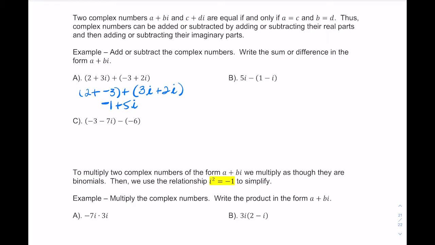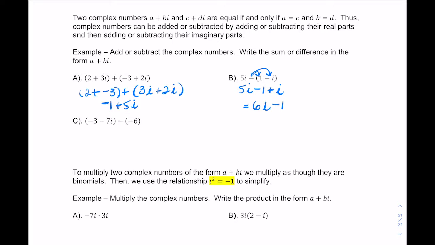In letter B, I am going to subtract 1 minus i, so I can distribute the negative. I would get 5i minus 1, and then negative 1 times negative i is positive i. And I'm going to combine like terms. I have the two imaginaries, 5i plus i, which would be 6i, and then negative 1.